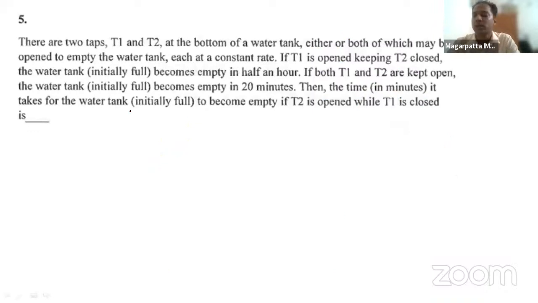There are two taps, T1 and T2, at the bottom of a water tank, either or both of which may be opened to empty the water tank, each at a constant rate. If T1 is opened, keeping T2 closed, the water tank initially full becomes empty in half an hour. If both T1 and T2 are kept open, the water tank initially full becomes empty in 20 minutes.